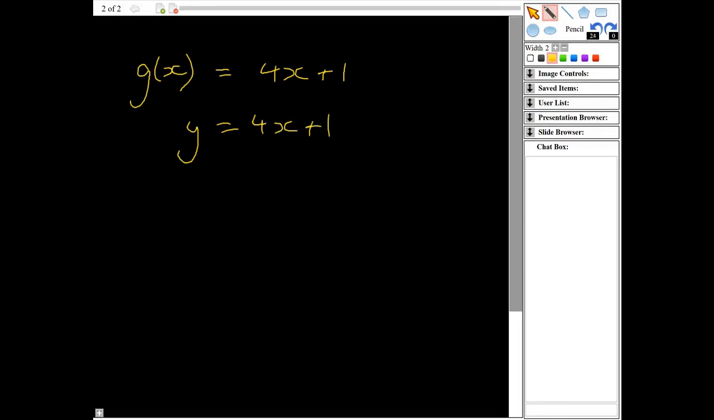Then I would switch the x and the y. So I'd say x is equal to 4y plus 1, to switch them around. Then I need to rearrange the equation so it says y equals.